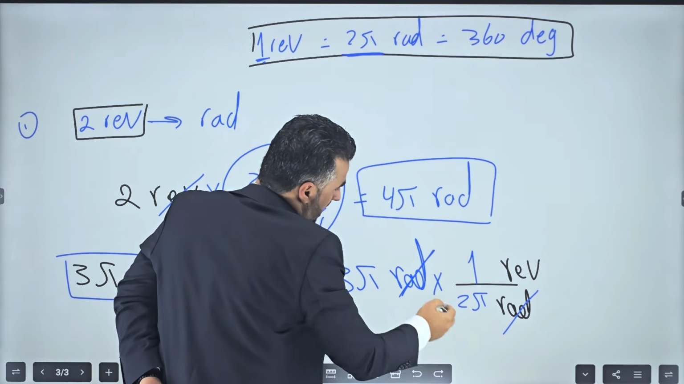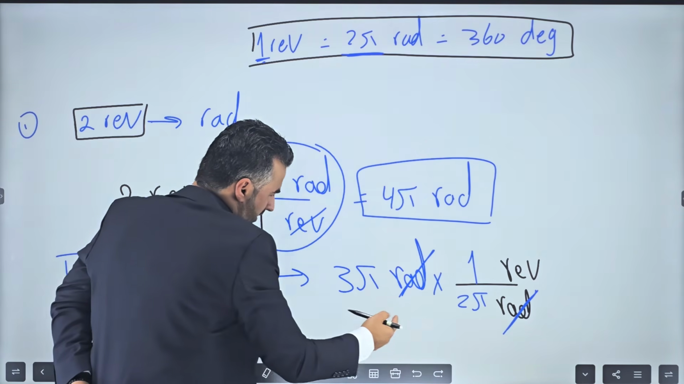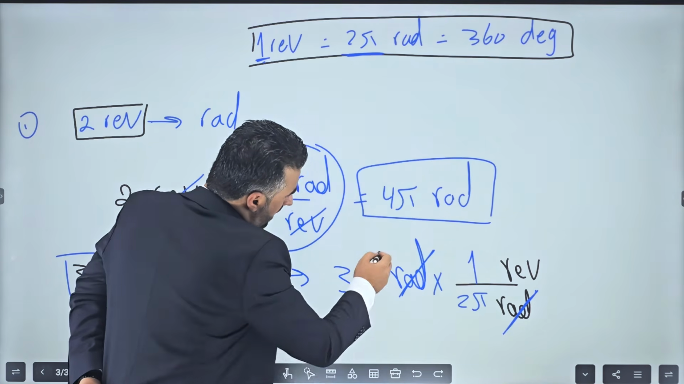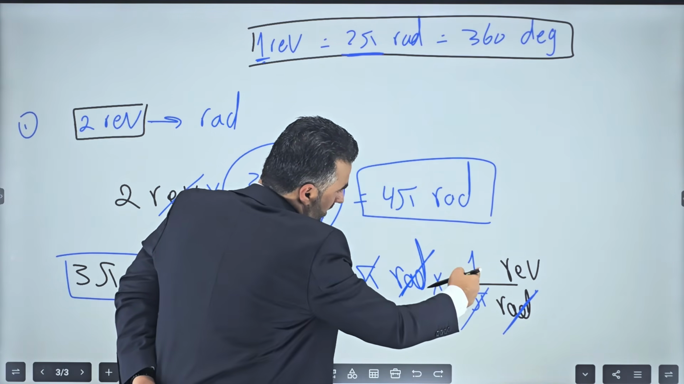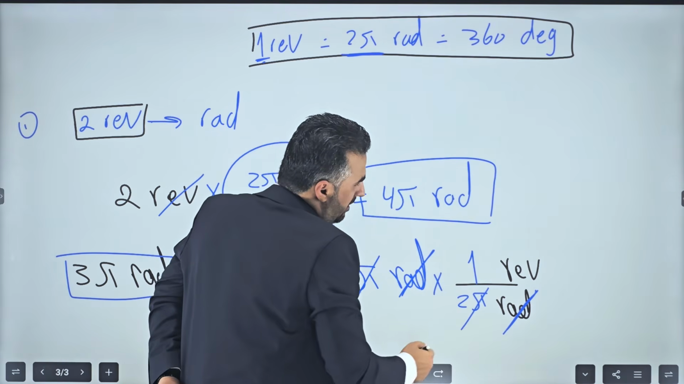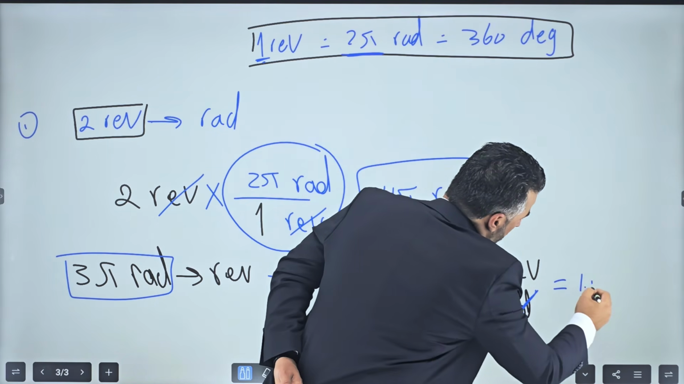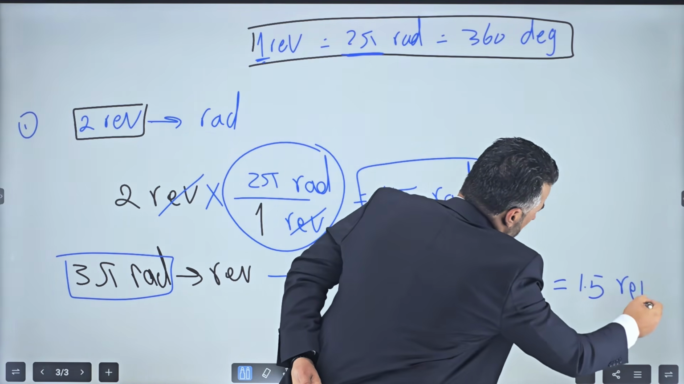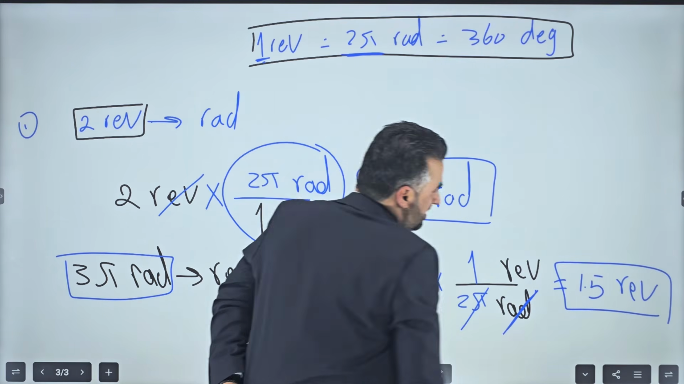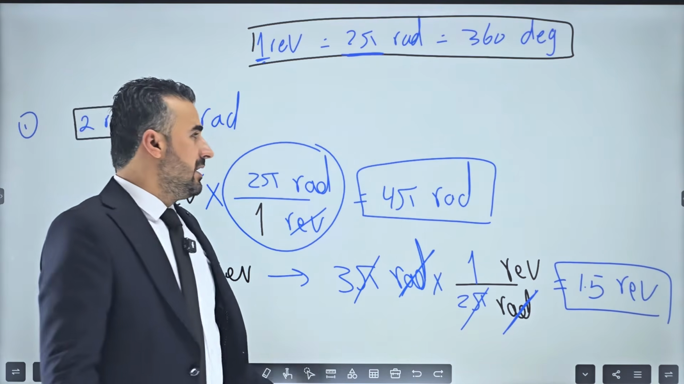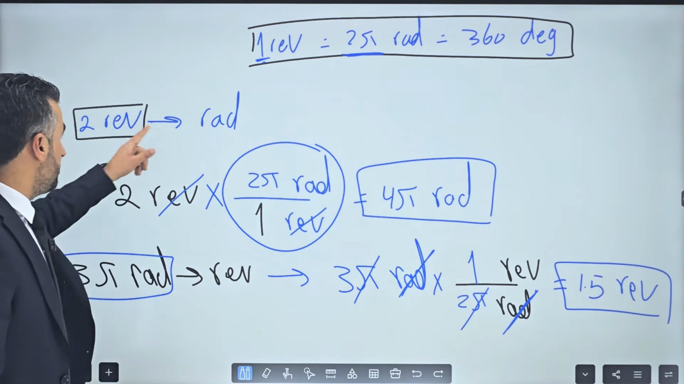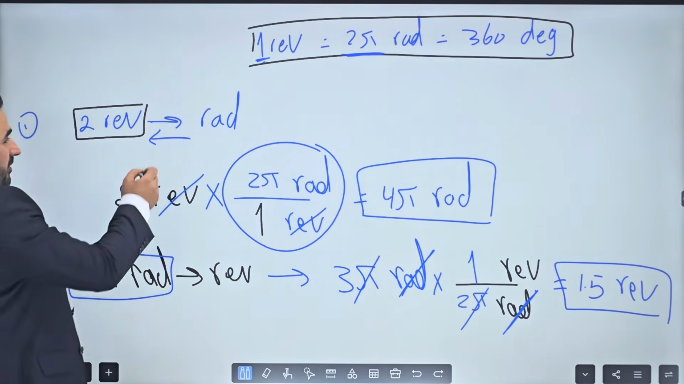Once again, if you didn't cancel them out yet, you can cancel them out now. So pi and pi cancel out. It is going to be 3 times 1, that is 3 divided by 2. That is going to be 1.5. What is left now? Rev here. And that is how you can simply convert from one form to another, that is, if we want to convert rev to radian or radian to rev, yes?